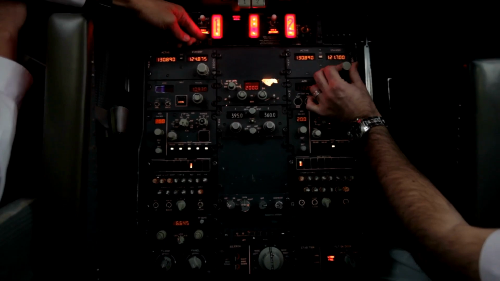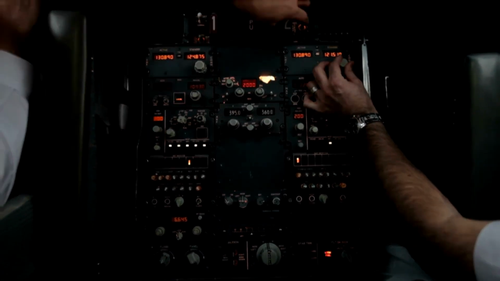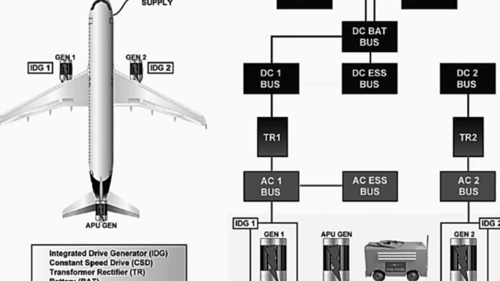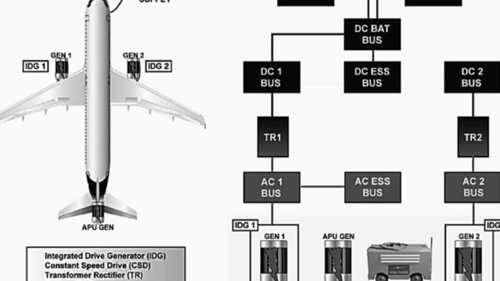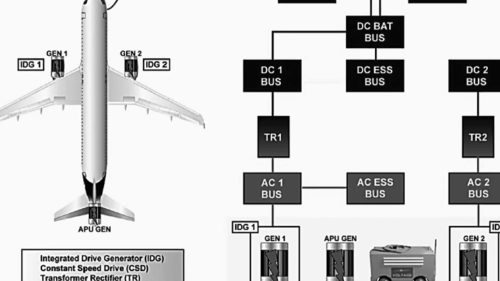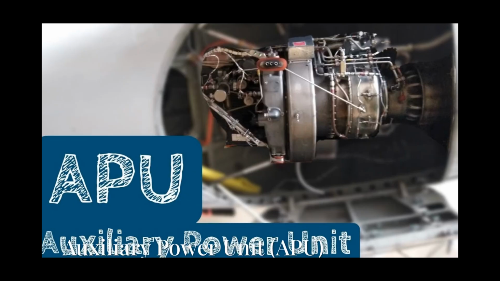It consists of a generator and a constant speed drive, CSD. Large commercial aircraft typically have multiple generators for redundancy. Each engine typically has one IDG fitted to it.